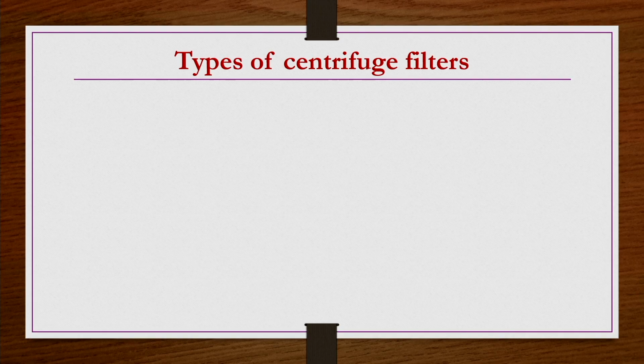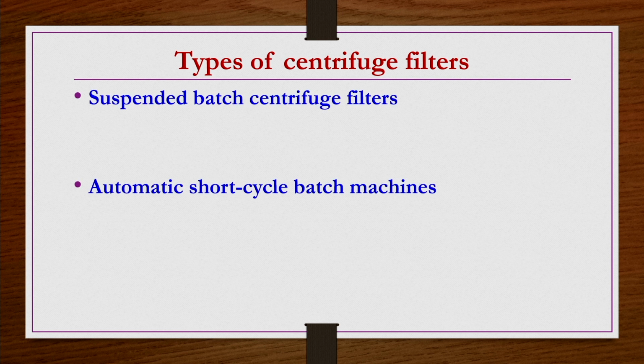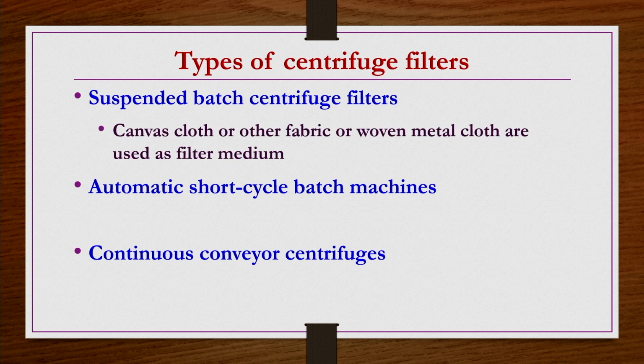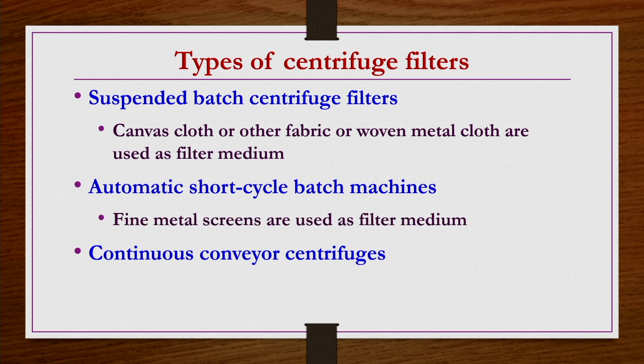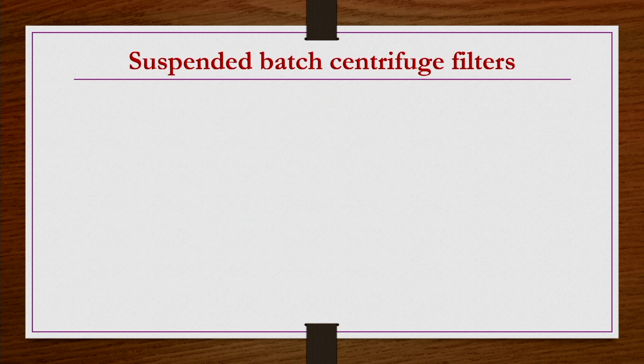So, there are different types of centrifugal filters available: suspended batch centrifuge filters, automatic short cycle batch machines, and continuous conveyor centrifuges. The working principle is the same, but how they operate is the only slight change. Okay. In the suspended batch centrifuge, canvas cloth or other fabric or woven metal cloth is used as the filter medium. In automatic short cycle batch machines, fine metal screens are used as the filter medium. In the continuous conveyor centrifuge, the slotted wall of the basket itself is in general used as the filter medium. Now, we will see each of them.